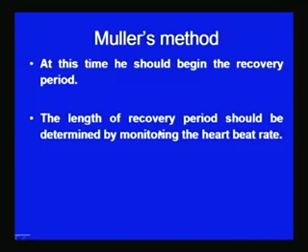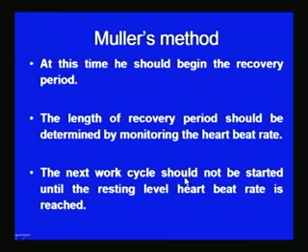There are two ways of deciding how long a break should be given. The time which we have calculated above indicates the time for which the worker can continue to do the job, and after that he needs rest. How long rest should be given, for that two methods are used. One is checking the heartbeat rate of the worker, and he should be allowed to take rest until his heartbeat rate is normalized. The next work cycle should not be started until the rest level heartbeat rate is achieved.